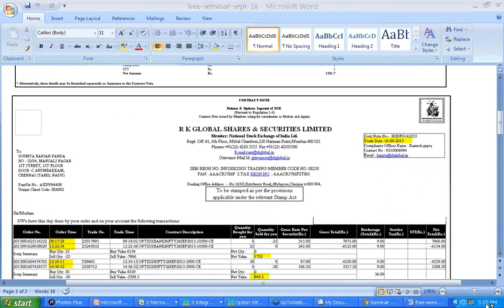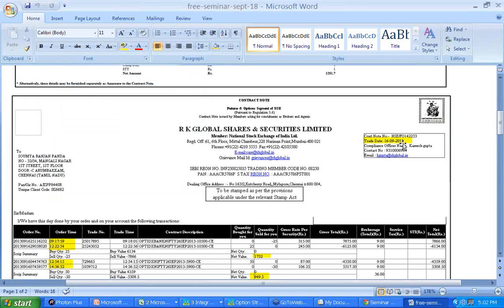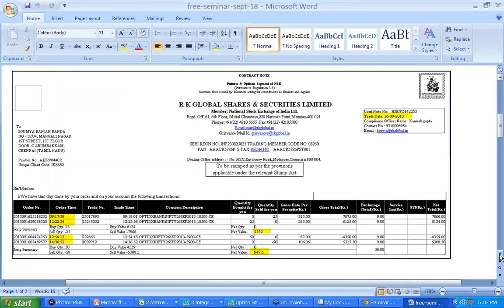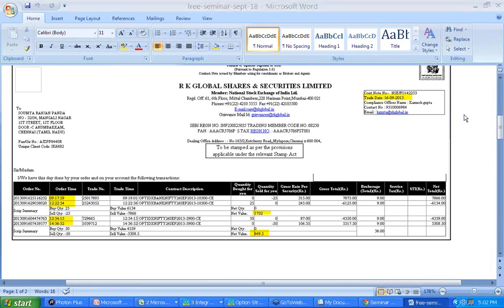13th is gone. Let me go through the September dates. 13th is Friday, 14th and 15th are Saturday and Sunday, so the next working day falls on 16th. On the 16th also I traded the same strike, 5,900. I maintained more consistency here. Same strike, 5,900, I entered and made 949.